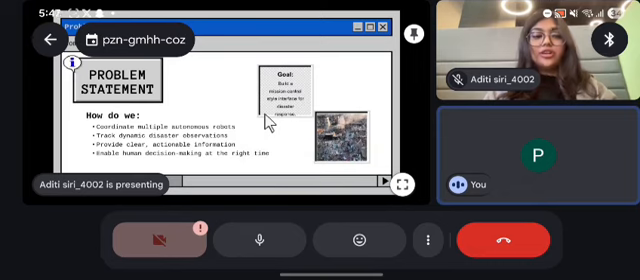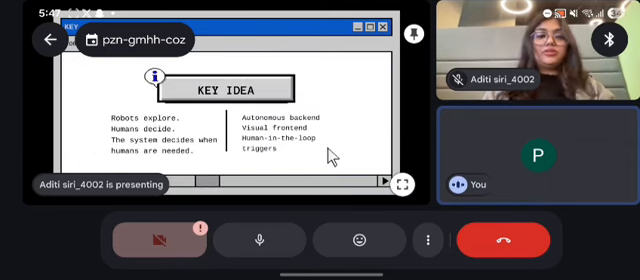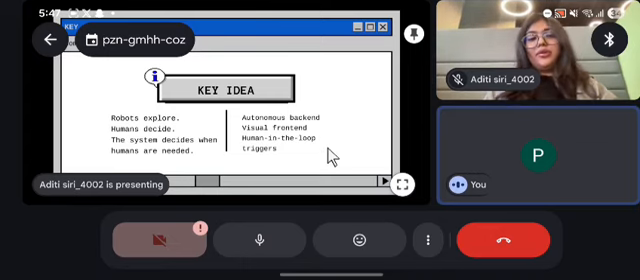So, how are we going to deal with it? Coordinated multi-autonomous robots are involved in it, tracking dynamic disaster observation, providing clear, actionable information, and enabling human decision making at the right time. So, we are going to combine robot actions with human decision making and make it a more accurate and time-constrained project. The goal is to build a mission control style interface for disaster response. The key idea is about the robots, humans, and the decisions taken at the right time.